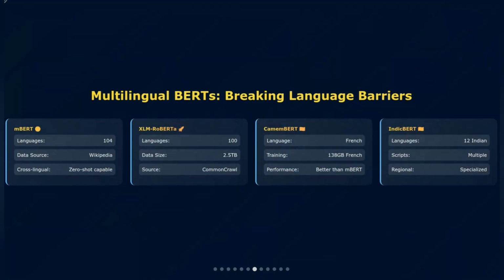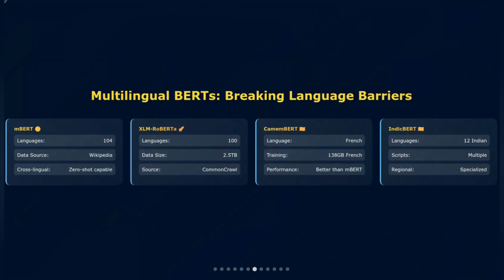Multilingual BERTs tackle one of AI's greatest challenges, making language understanding truly global. Let's explore how these polyglot models work. Multilingual BERT, or mBERT, was actually a happy accident. Google simply took the original BERT architecture and trained it on Wikipedia data from 104 languages simultaneously.